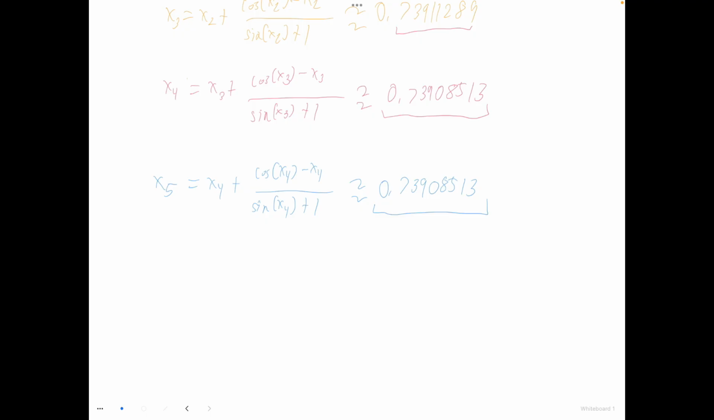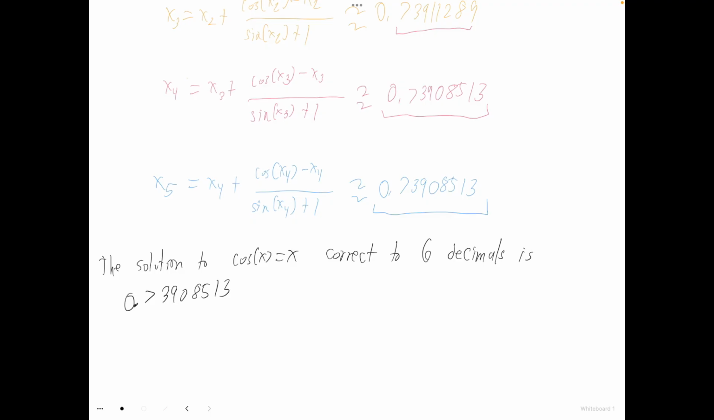And so our approximation is that the solution to cosine of x equals x, correct to 6 decimals, is 0.73908513. Now this is actually correct to 8 decimals because you get to 8 decimals kind of for free. And so this then would be the approximation. And so we were able to approximate that value just by using Newton's method here.